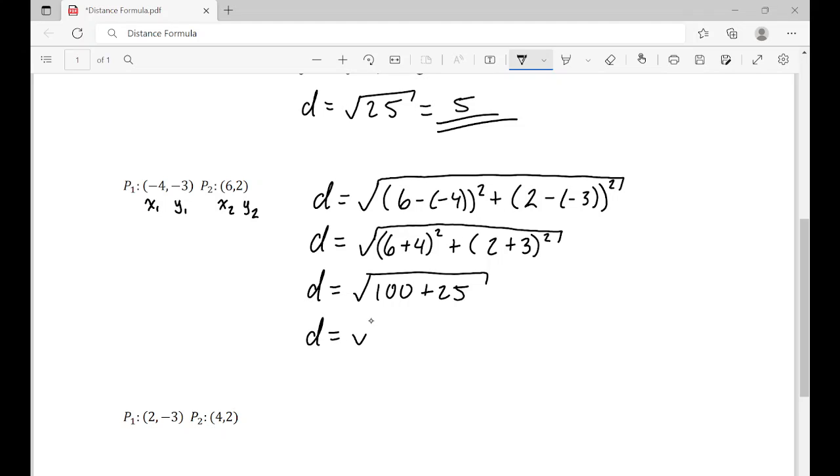And then I combine these two numbers and I'm going to get 125, which can be reduced down because the square root of 125 can be broken down to the square root of 25 and the square root of 5, which reduces down to 5 root 5. So the distance between these 2 points is 5 root 5.